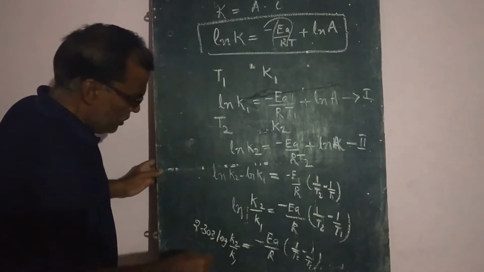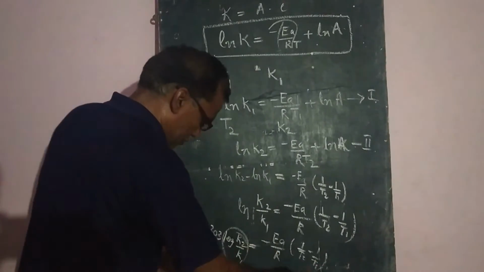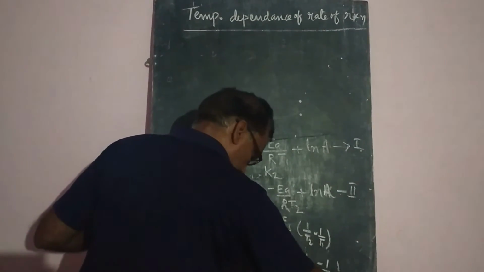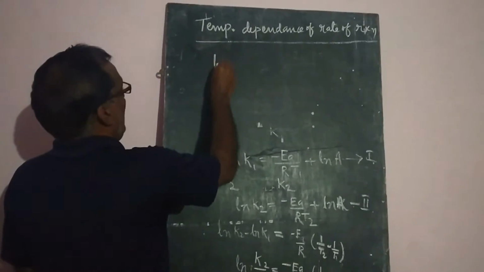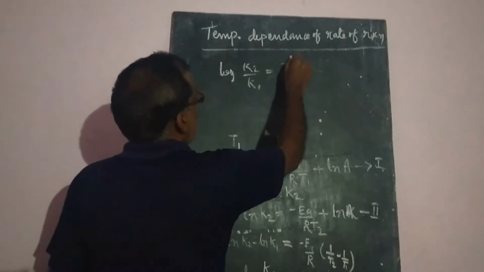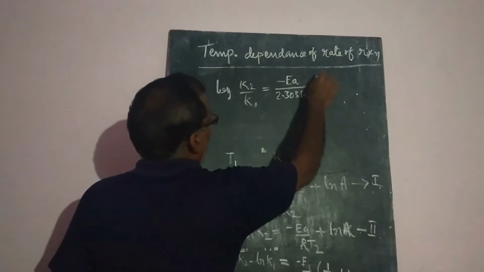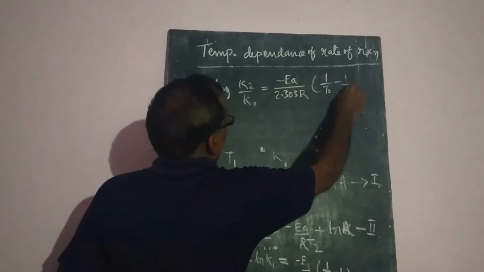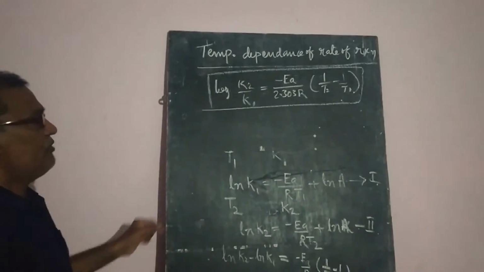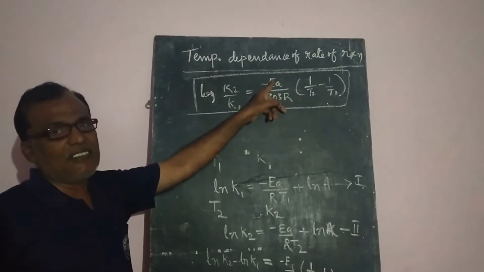But we want to find the value of log K2 by K1, so bring this value to this side. Then the equation becomes log K2 by K1, that is two different rate constants, is equal to minus Ea by 2.303 R into 1 by T2 minus 1 by T1. This is the final equation we can apply to calculate the activation energy Ea if they have given the two different rate constants and the two different temperatures.